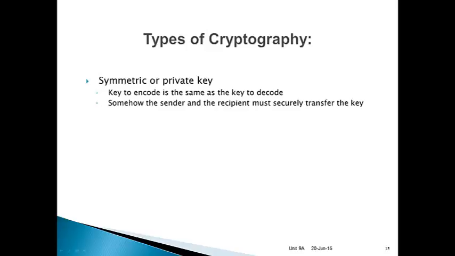Types of cryptography. We have symmetric or private key, so-called. The key to encode is the same as the key to decode. So both parties require the same key. Anybody can know what the crypto algorithm is. In fact, that's not even private knowledge. It doesn't add to the security. The key adds to the security. So I have to have the key, you have to have the key. Somehow I have to securely get the key to you.